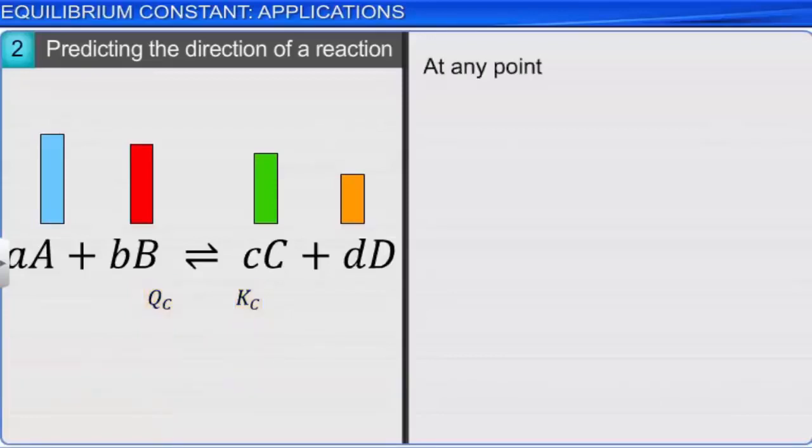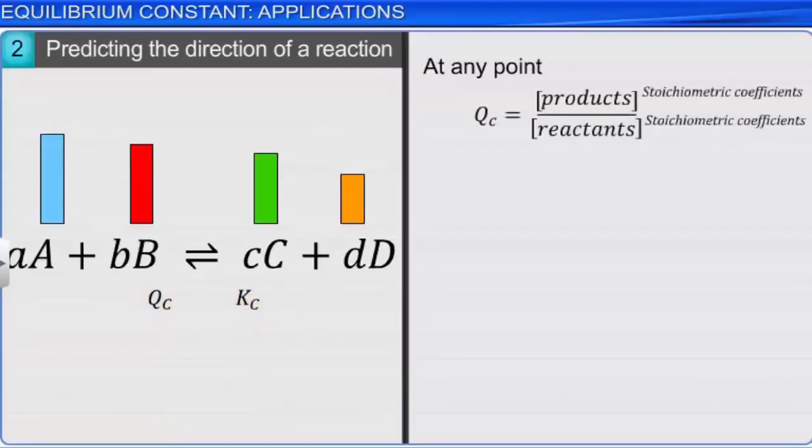At any point in a reversible reaction, the ratio of the concentration of the products raised to their respective stoichiometric coefficients to that of the reactants raised to their respective stoichiometric coefficients is known as the reaction quotient. It is denoted Qc for molar concentrations and Qp for partial pressures.